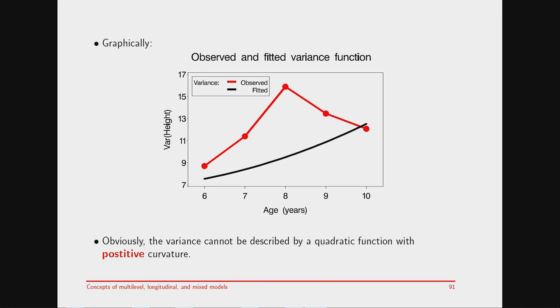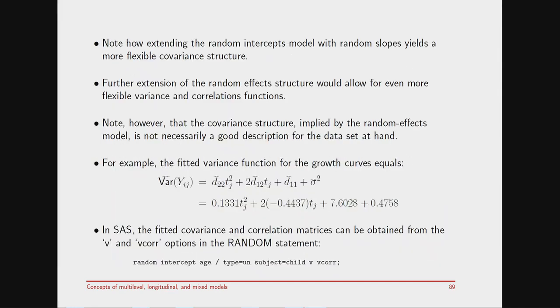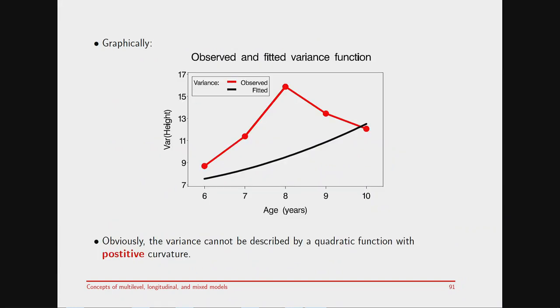And the fitted variance function, which is this function here, that's the black curve. And then you see that it's no way close to the observed variance. So it shows that, yes, my model is more flexible in the sense that it no longer assumes constant variability over time, but it's still not flexible enough to really capture the true variability structure in my data set.